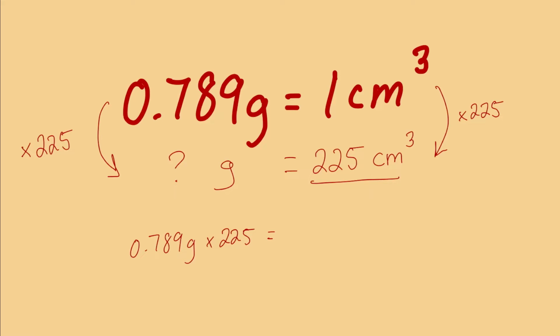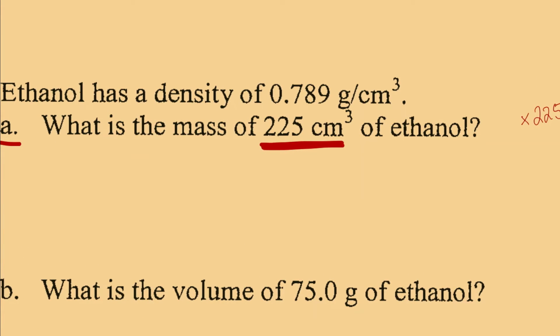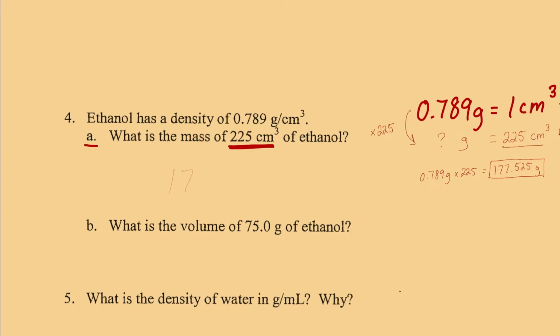Let's see, 0.789 times 225. I get 177.525 grams. This is the number of grams that goes with this many cubic centimeters, 225. So I'm going to say, what is the mass of 225 cubic centimeters? Well, it is 177.525 grams of ethanol. That is the mass of ethanol that goes with this volume of ethanol. Okay, great. Let's move on to B.